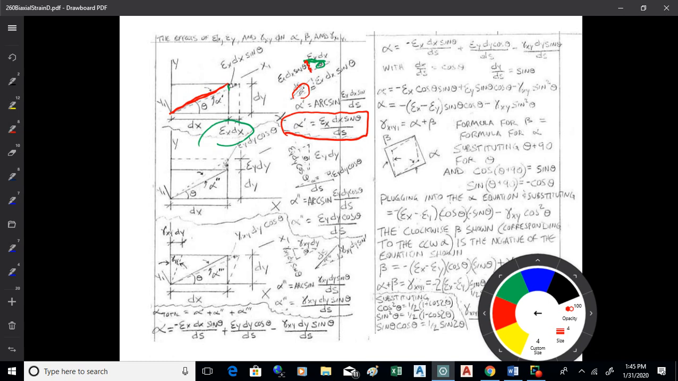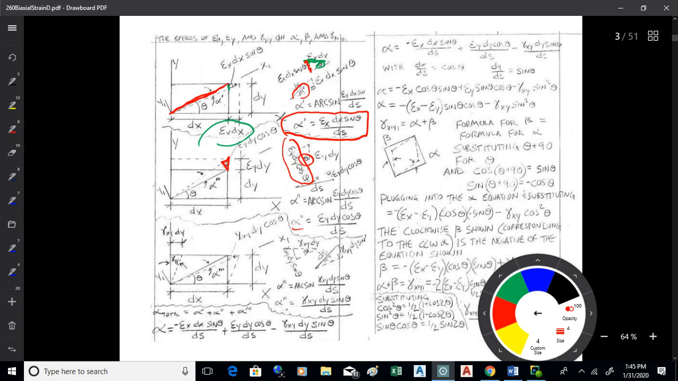I'll do the same thing in the y direction, and I'll come out with that little triangle right there. I'm interested in this side right here, which is going to be epsilon y dy cosine theta because it's adjacent to the angle theta. I divide that by the original length and take an arc sine. For a small angle like this, the arc sine and the angle itself in radians are pretty much equivalent. So my alpha prime prime is epsilon y dy cosine theta over ds.